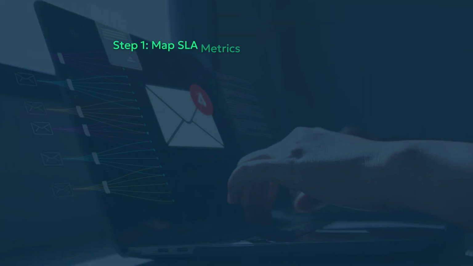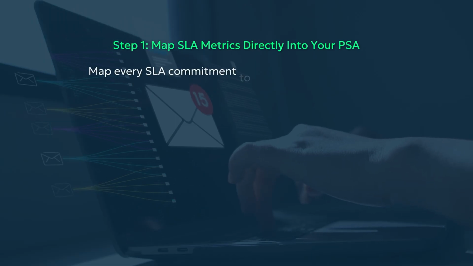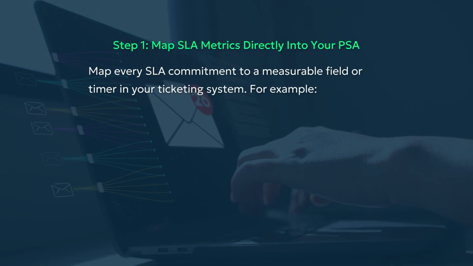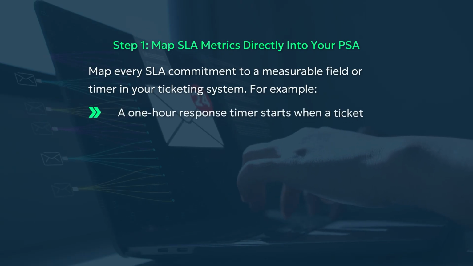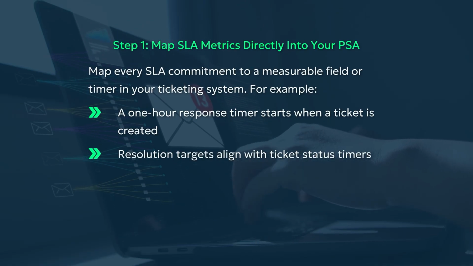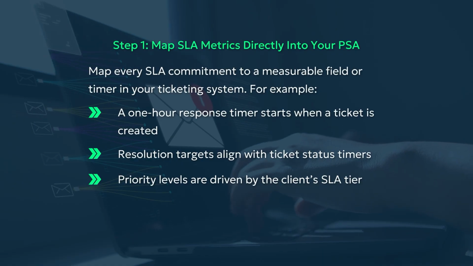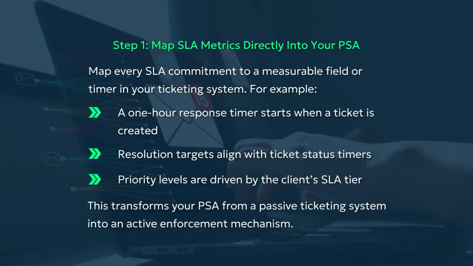How to operationalize an SLA. Step 1. Map SLA metrics directly into your PSA. Every SLA commitment must map directly to a measurable field or timer in your ticketing system. For example, a 1-hour response timer starts the moment a ticket is created. Resolution targets align with ticket status timers. Priority levels are driven by the client's SLA tier, not just technical severity. This is how your PSA shifts from a passive ticketing system into an active enforcement mechanism.